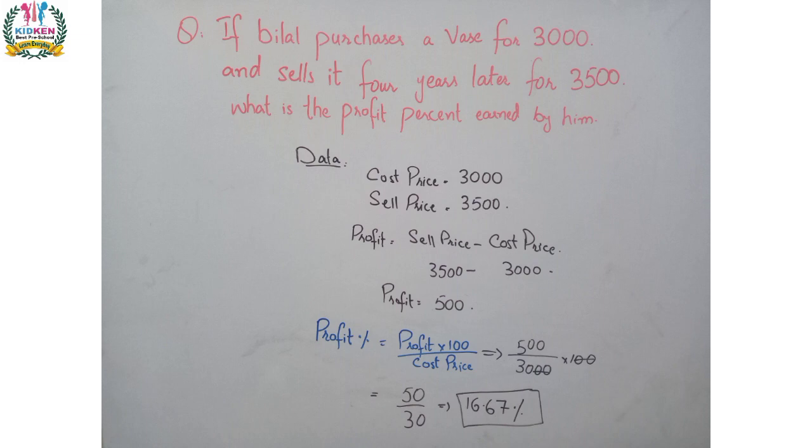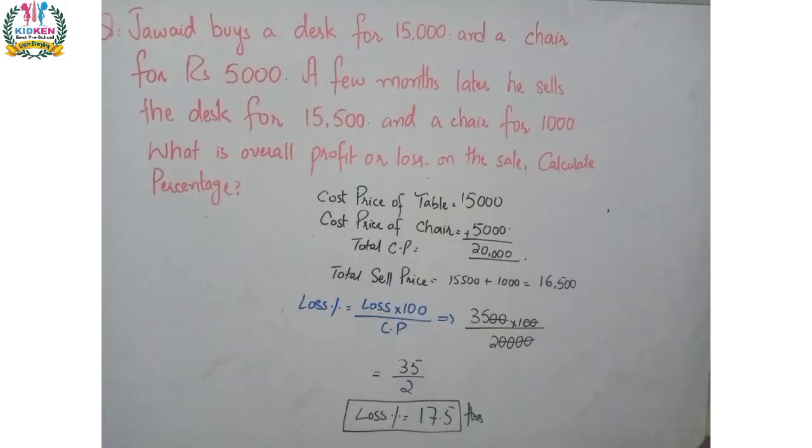So we have the formula for profit percent: profit multiplied by 100 divided by cost price. Our profit is 500 multiplied by 100, divided by our cost price, 3000. After simplification we have the answer 16.67%. So Bilal has earned 16.67% profit after selling his vase.